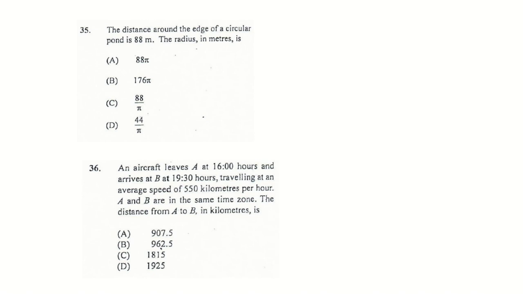Right? 35, the distance around a circular edge of a pond is 88, the radius is... Oh, okay, no, this one is a little bit different. The options are different. We know 2 pi r is equal to 88. So pi r would be 88 divided by 2. So pi r is equal to 44. So r is equal to 44 divided by pi. So the answer would be D.